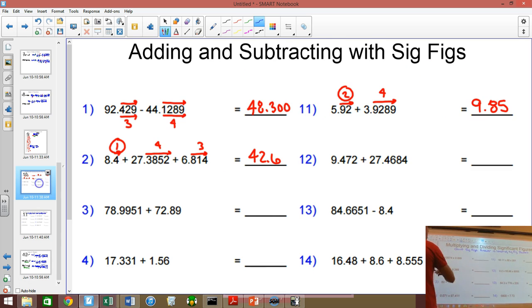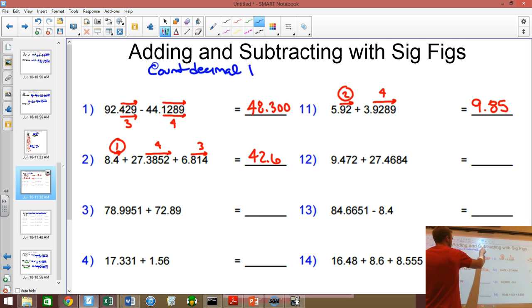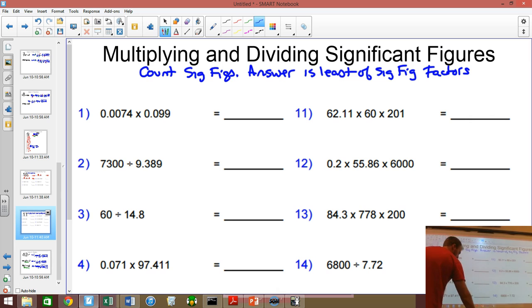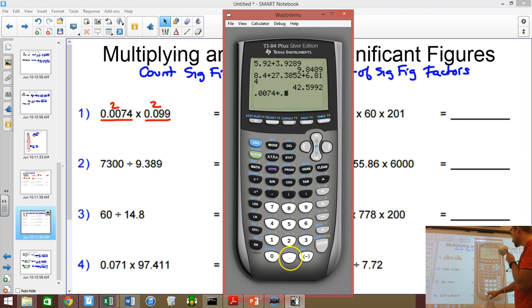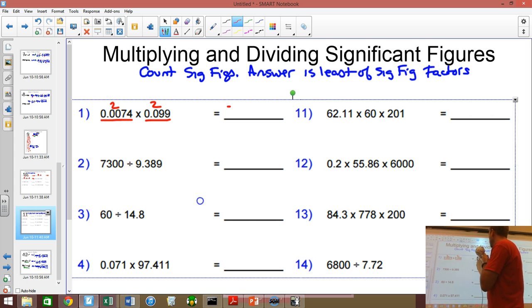Just like, well, here this is different. With adding we count the decimal places. So here we're going to count the sig figs. This one has 2 sig figs. This one has 2 sig figs, so my answer can have only 2 significant figures. So 0.0074 times 0.099. You multiply that, 7.3 times 10 to the negative 4. I have to lop it off at 2 significant figures. 7.3 times 10 to the negative 4.